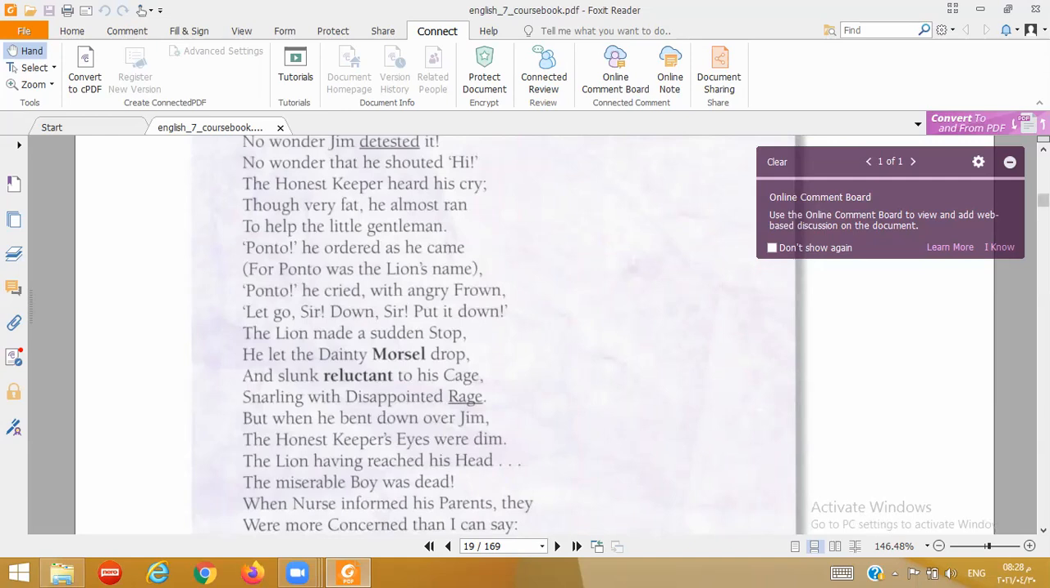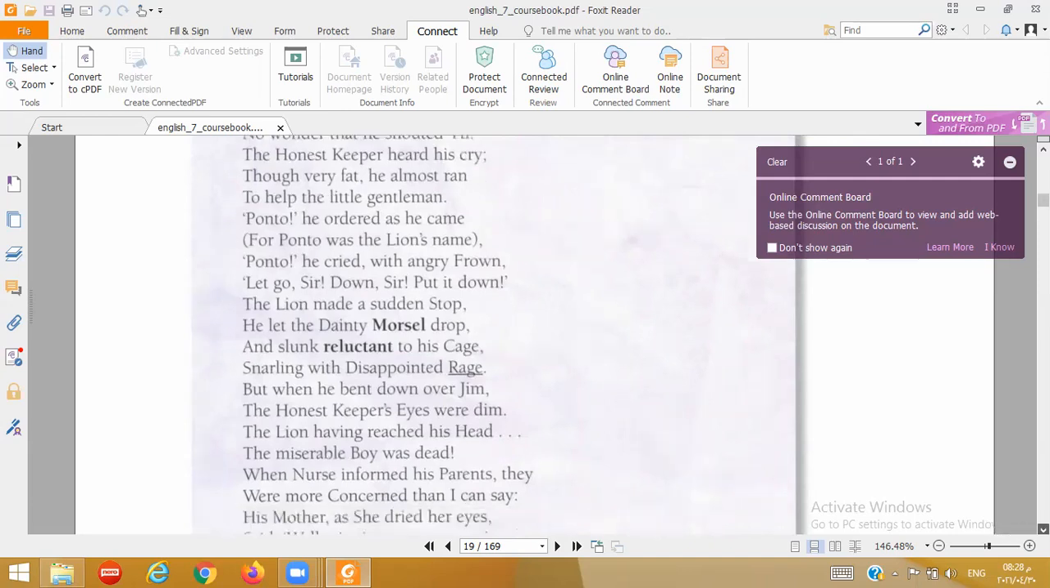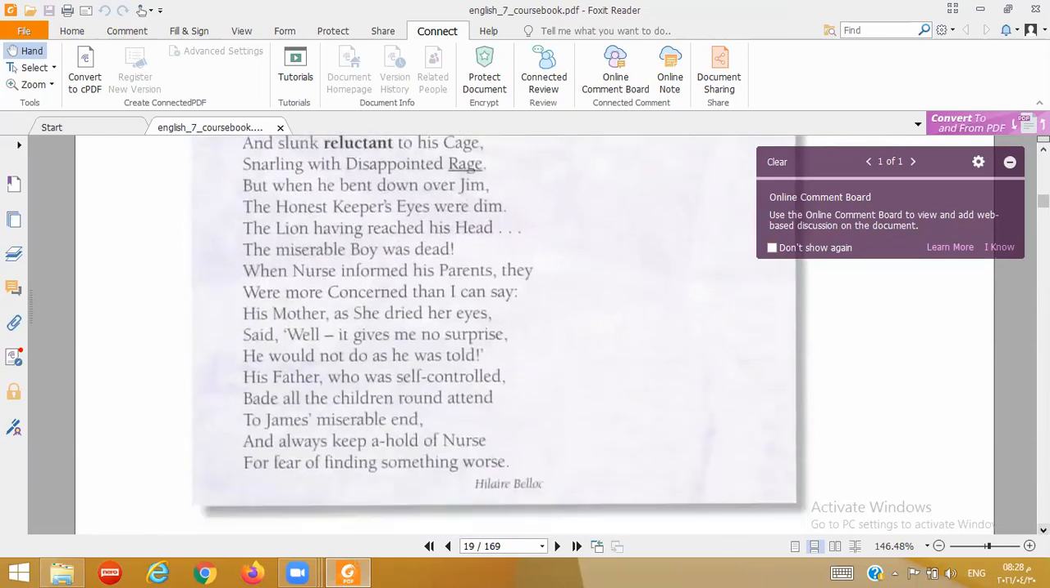When nurse informed his parents, they were more concerned than I can say. His mother, as she dried her eyes, said, "Well, it gives me no surprise. He wouldn't do as he was told." His father was self-controlled, bade all the children round attend to James's miserable end, and always keep a hold of nurse for fear of finding something worse.